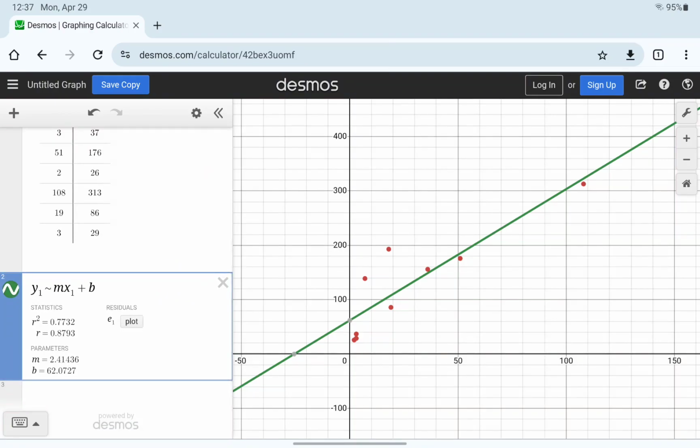What we're doing there is typing out something that follows the format for a linear equation. Desmos is going to give us the value for R, 0.8793, which we found previously using a different method. And it's going to give us values for those two constants, M and B.